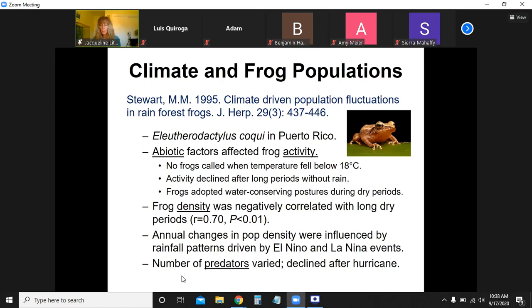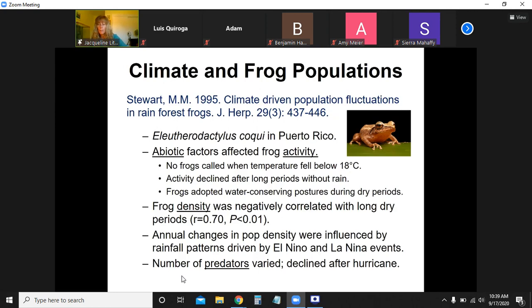And this is such a neat study in terms of covering so much of animal ecology, from all these abiotic factors to animal activity patterns to abundance patterns, the statistics, the large weather events, and then also predators and their impact. So again, I think it's a really great study that ties together so much of what we've been talking about so far. So I encourage you to have a look at it and think about that stuff.